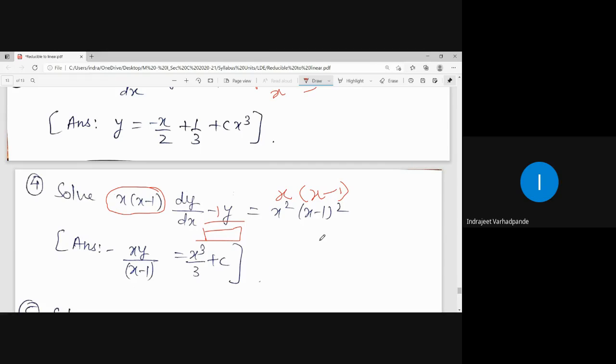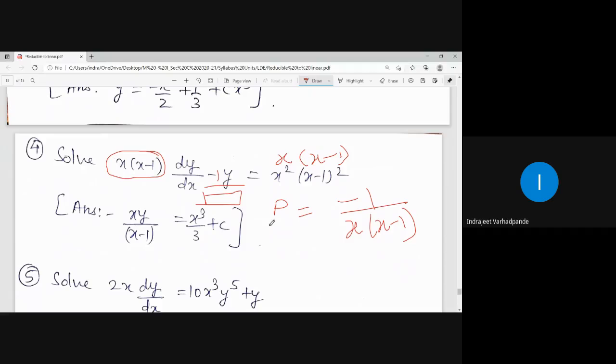Take the LCM. Compare it with P and Q. So what is the value of P? Minus 1 upon x into x minus 1. How can this be simplified? What can be the integration of this? It is not so easy. I hope everybody agrees that P will be minus 1 upon x into x minus 1.